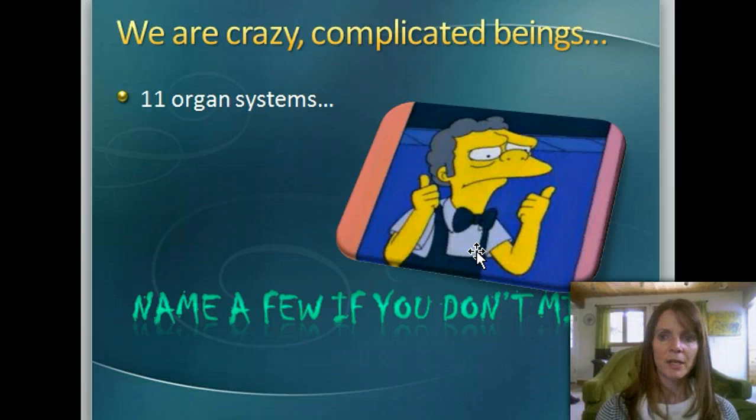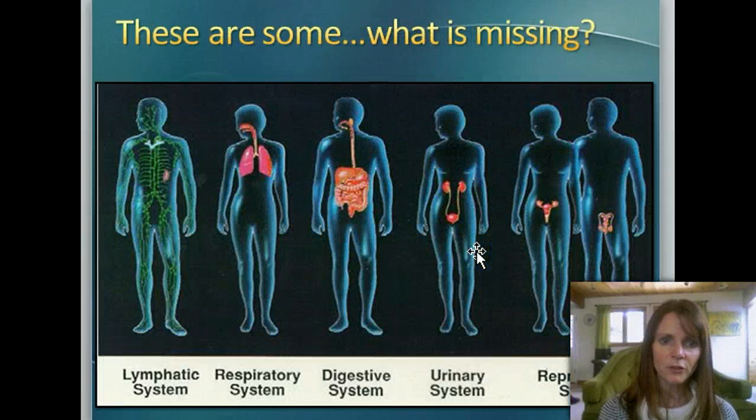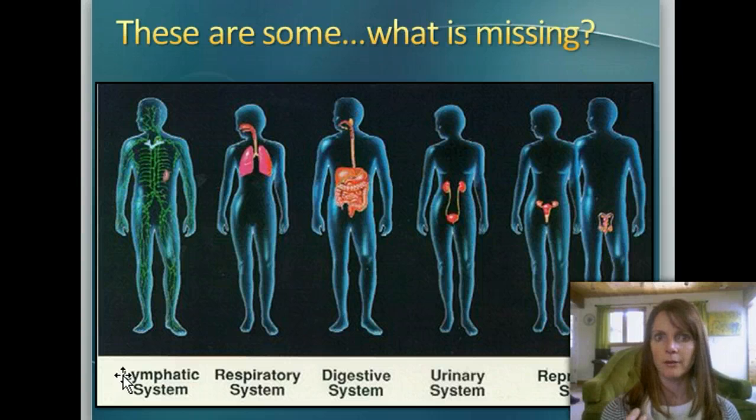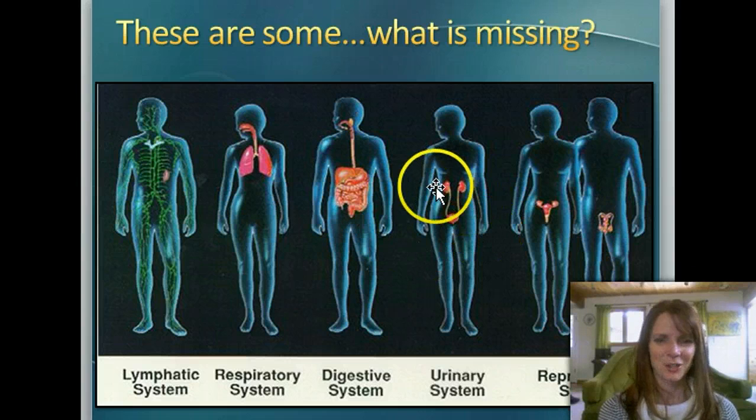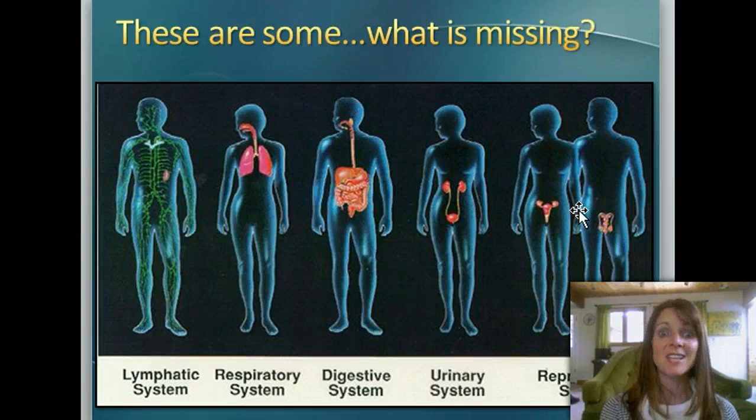Okay, so we are pretty complicated, crazy beings, right? I'm going to go over very quickly the different organ systems that you guys are going to be hearing about in the next couple mini lessons that I record for you. Here are some that we'll talk about, but there are far more. The lymphatic system may be a system that you aren't totally familiar with, so we'll go over that one. The respiratory system, which we all know a lot about, obviously the lungs and breathing. Digestive system, my favorite. Urinary system or excretory system, known as both. And the reproductive system. But there's a ton missing.